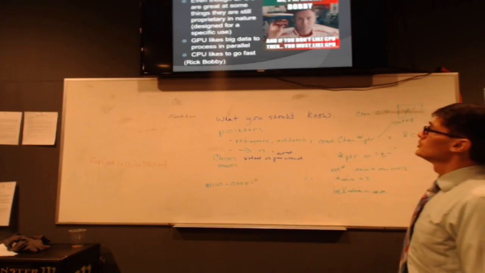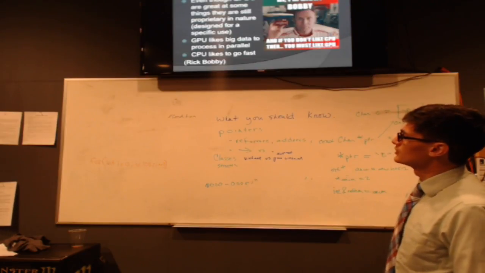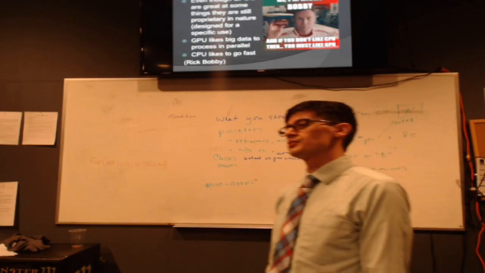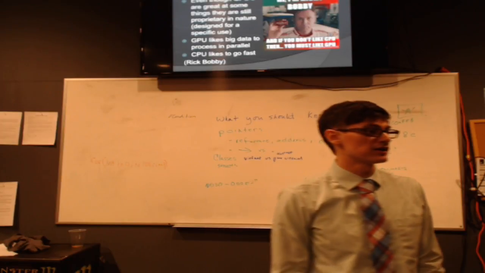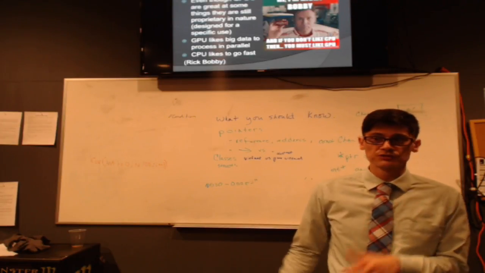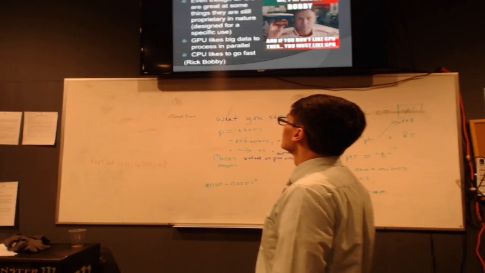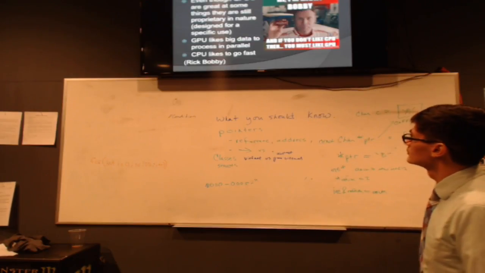So, GPU likes big data to process in parallel, like your texture information, like your model information, like animation, like FBX information about keyframes over time. And CPU likes to go fast.